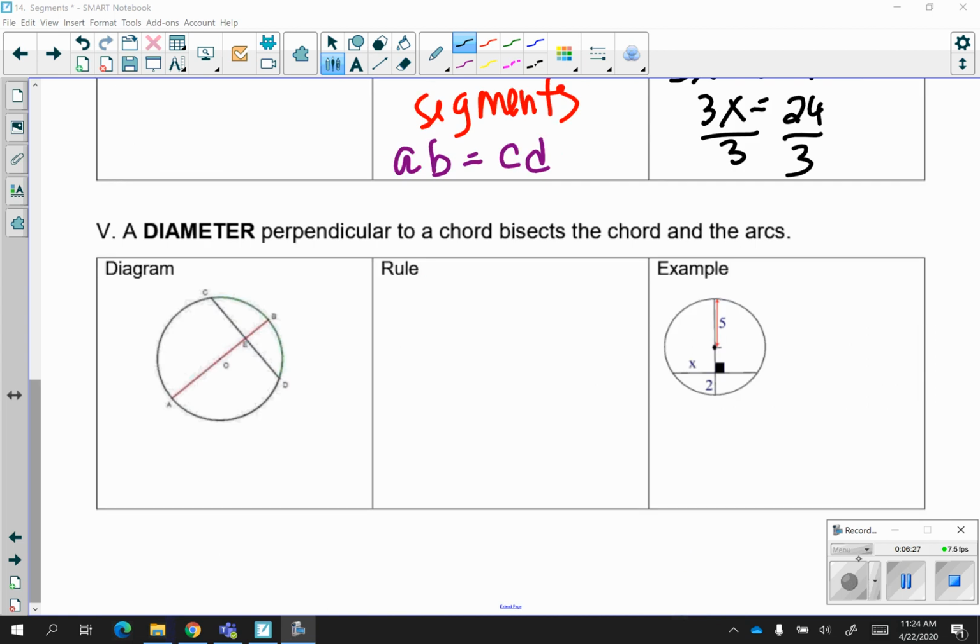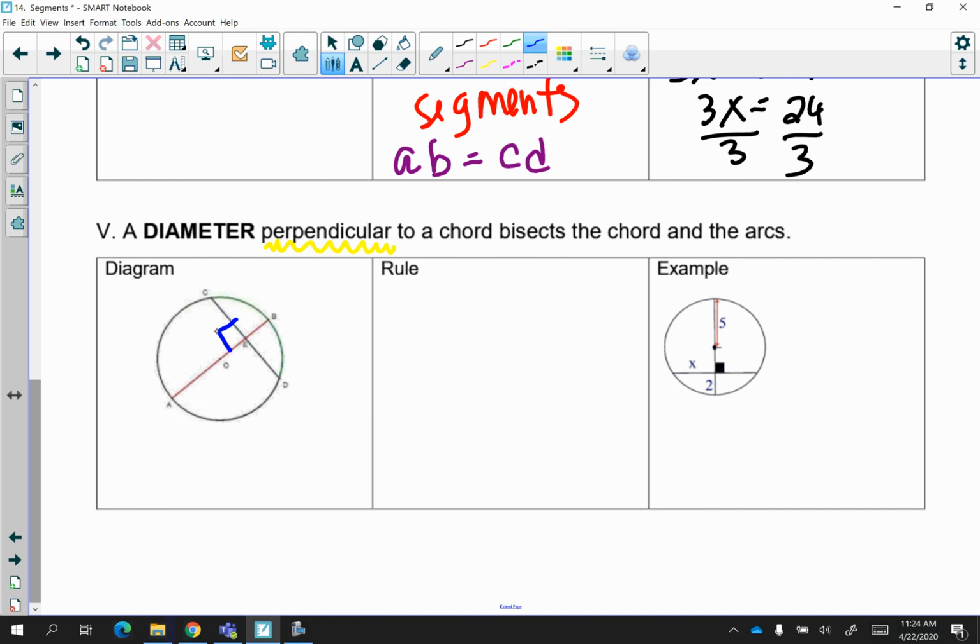The next rule that we want to focus on is a diameter perpendicular to a chord bisects the chord and its arc. So perpendicular, we know that's a pretty important word. We know that gives us congruent right angles. So let's just mark up our picture because this has got a lot going on. A diameter, AB is our diameter, perpendicular to our chord, which is CD. So if it's perpendicular, I'm going to just put in one little right angle symbol.